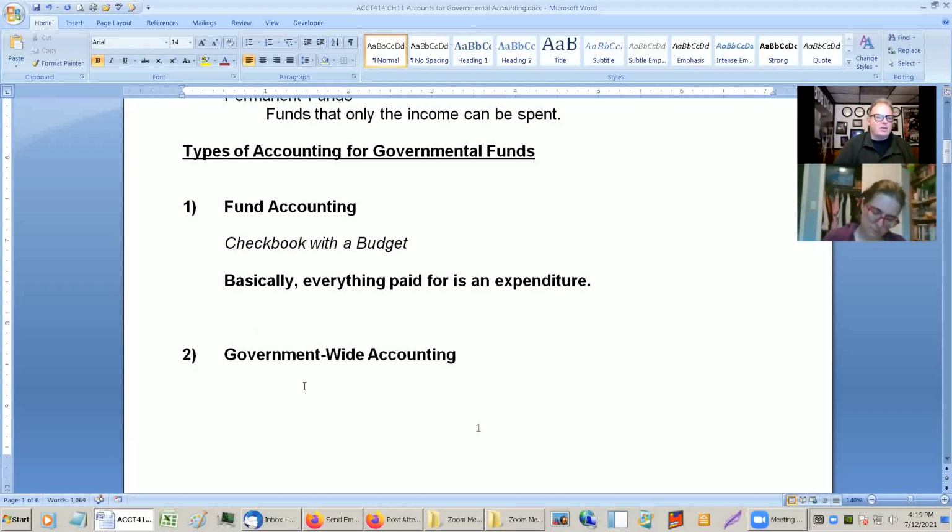And expenditure is kind of an important word. It is not an expense. The terminology is generally used that expenses are for generating income. Expenses are the costs of generating income. We don't generate income for governmental agencies.